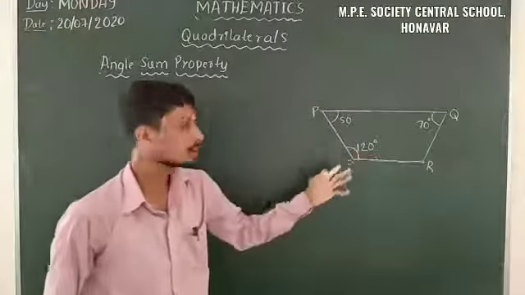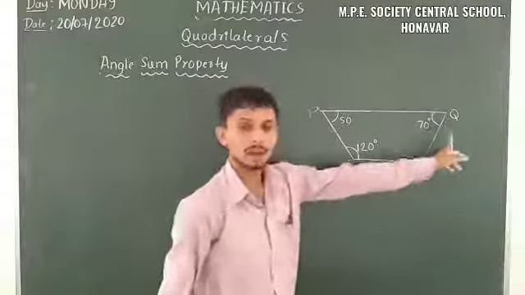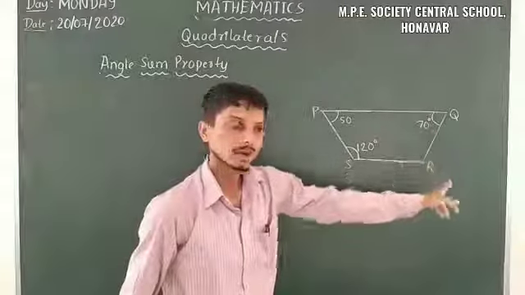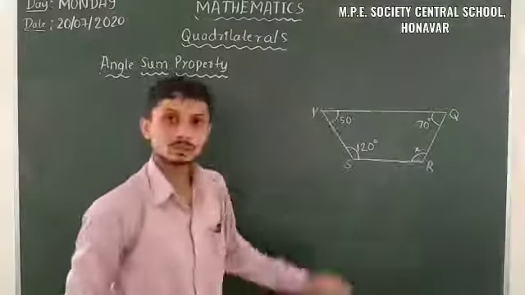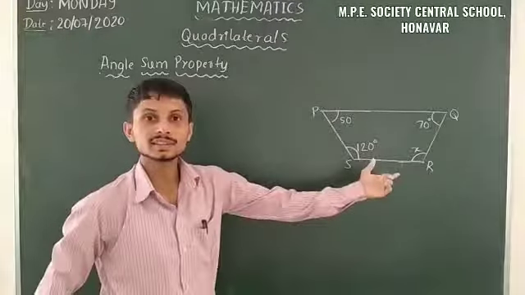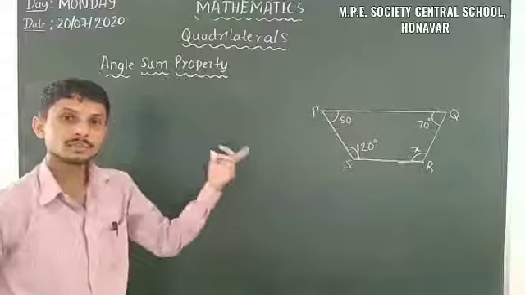So we have to find out the angle R, that is SRQ. I will take this as x, since we don't know it, we take it as a variable. After that we have to find out the value of x.